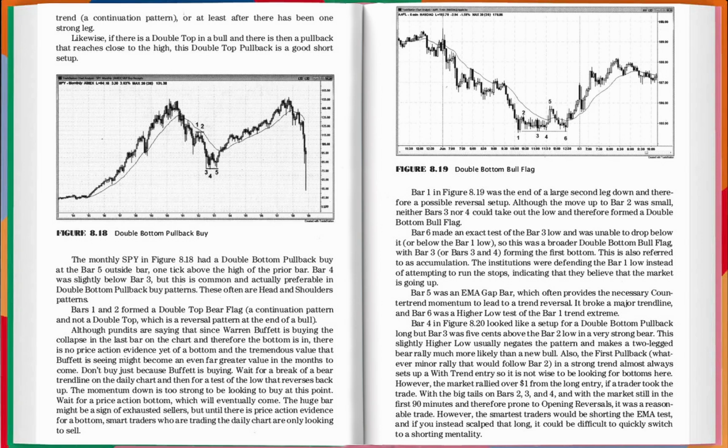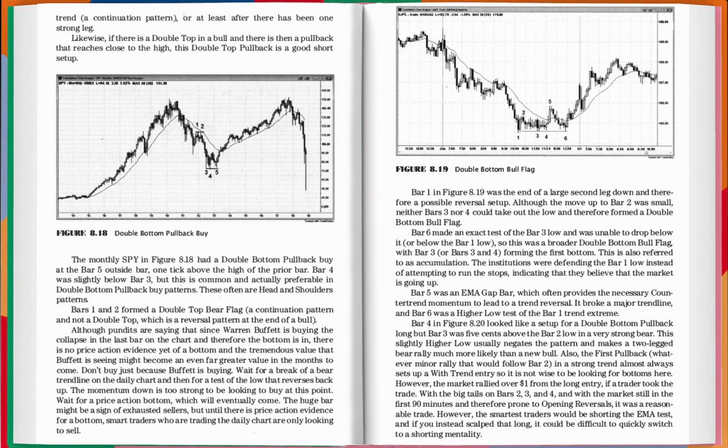This is also referred to as accumulation. The institutions were defending the Bar 1 low instead of attempting to run the stops, indicating that they believe that the market is going up. Bar 5 was an EMA gap bar, which often provides the necessary countertrend momentum to lead to a trend reversal. It broke a major trend line, and Bar 6 was a higher low test of the Bar 1 trend extreme.